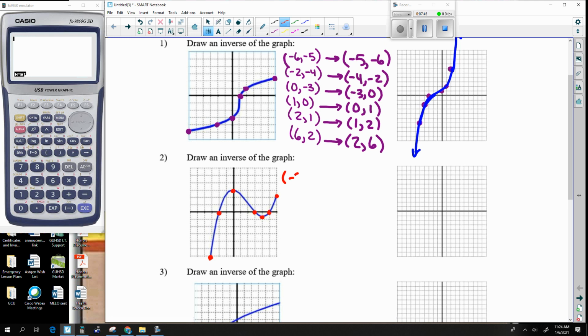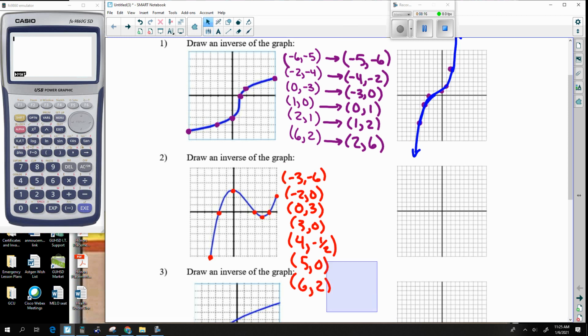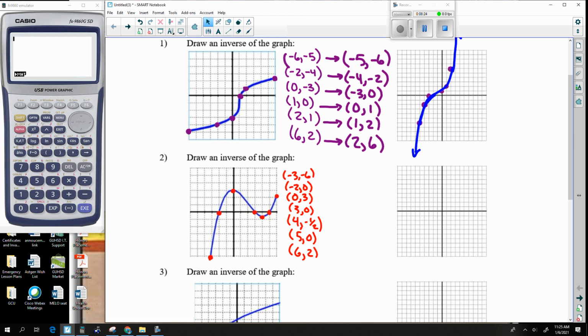So we have -3, -6. We have -2, 0. We have 0, 3. We have 3, 0. We have 4, kind of like -0.5, kind of. We have 5, 0. And we have 6, 2. Okay, so those are the locations of those points, x's and y's, going from left to right.